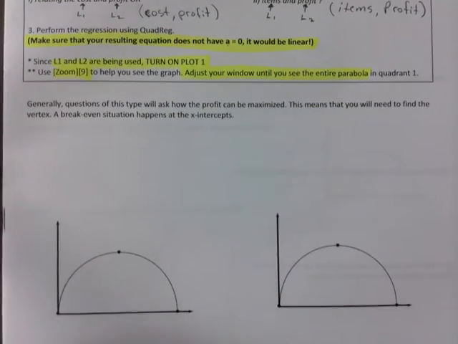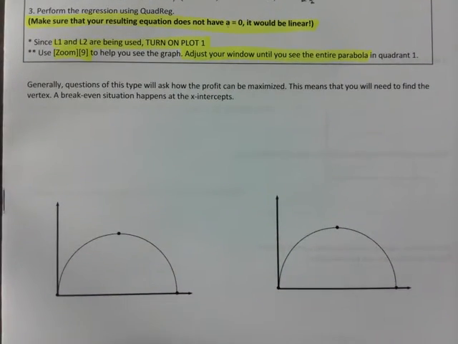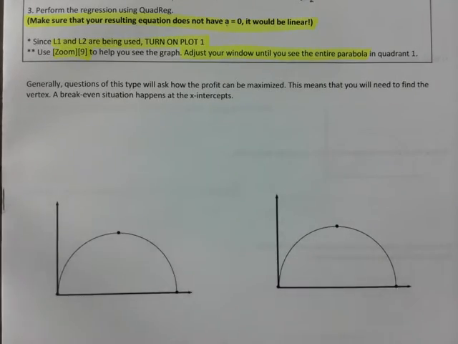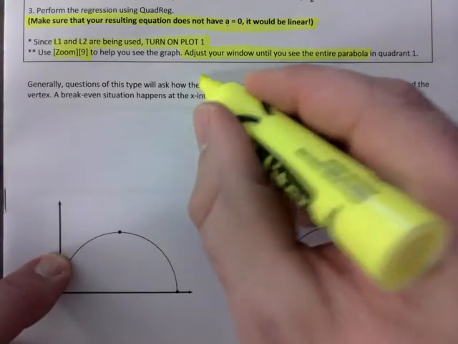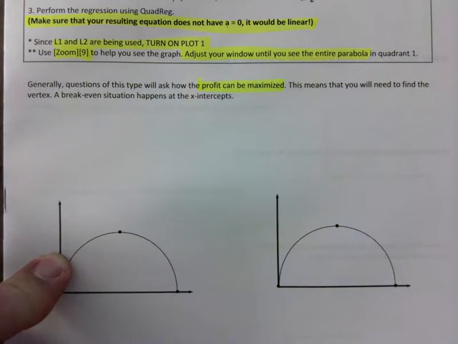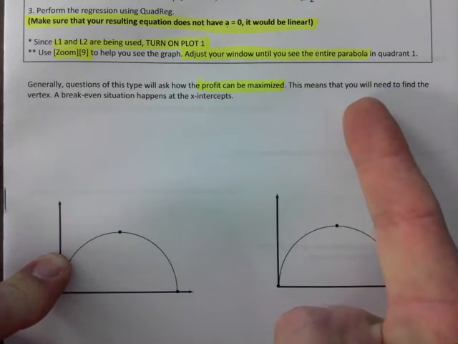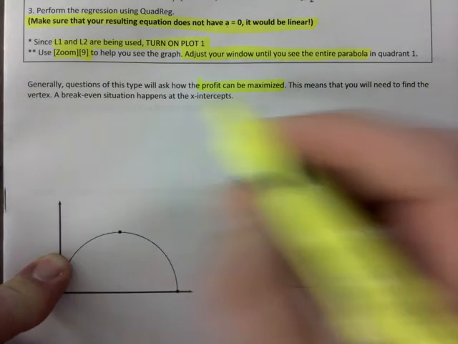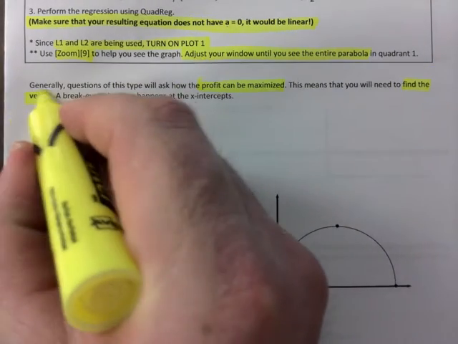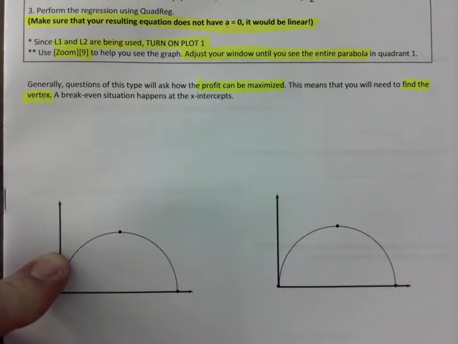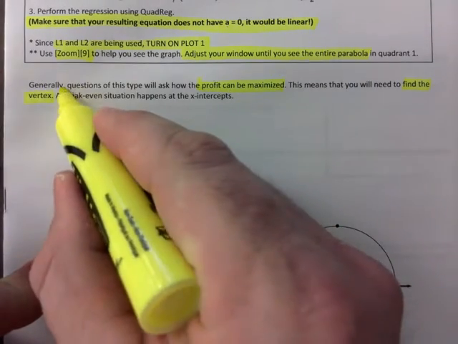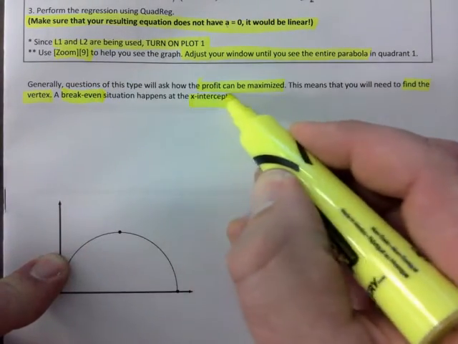Generally, questions of this type will ask you how the profit can be maximized, right? You want to maximize the profit. This means that you will need to find the vertex, because it's at the vertex where you get the maximum profit. Notice that break even happens at the x-intercepts.